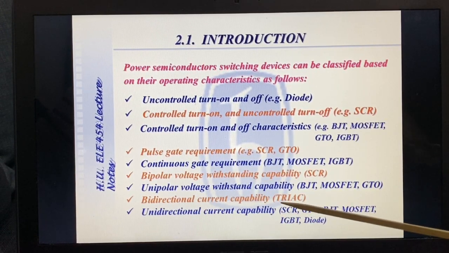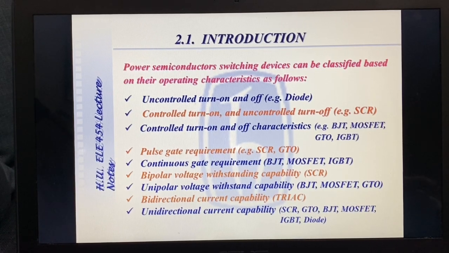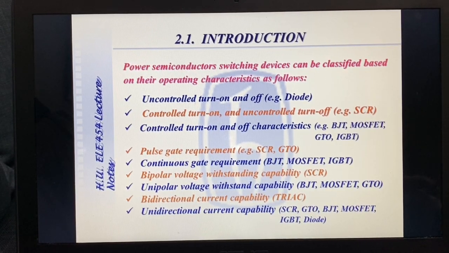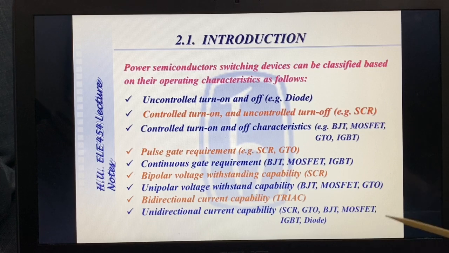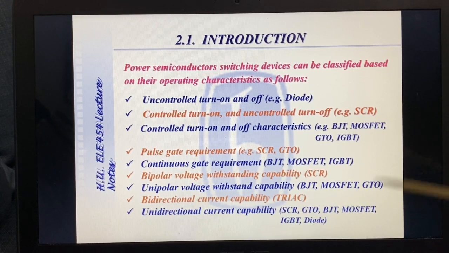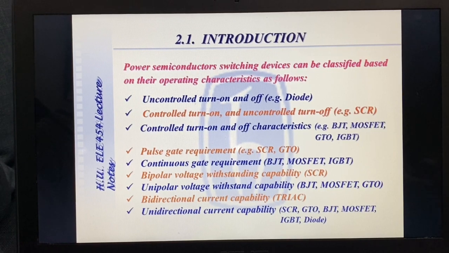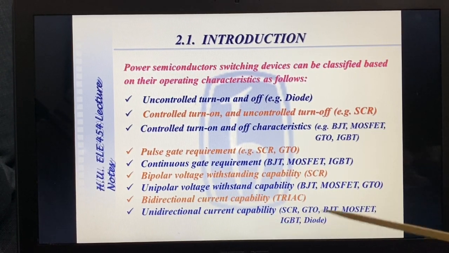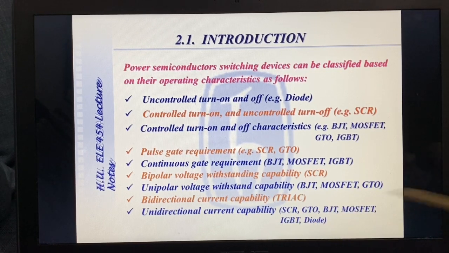Bidirectional current carrying capability is for the triac. Triac can be one single device or back-to-back connected SCRs also form a triac. Unidirectional current capability, here there is a change. The power MOSFET must be bidirectional current carrying capability. Please correct this in your slides. Unidirectional current carrying capability devices are SCR, GTO, BJT, IGBT, and diode.